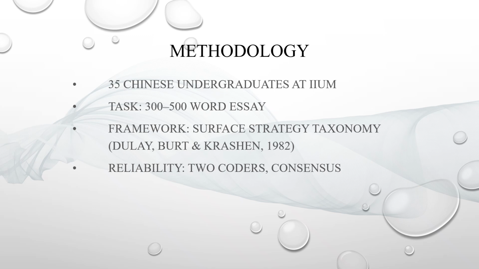The texts were analysed using Dulay, Burt and Krashen's surface strategy taxonomy, which categorizes errors into omission, substitution, and addition. This framework captures the types of article misuse systematically. To strengthen reliability, two coders independently identified errors and then reached consensus through discussion. This step was crucial to avoid bias and ensure that the error classification was consistent. Altogether, the dataset provided 200 article errors, giving us a robust foundation for analysis.